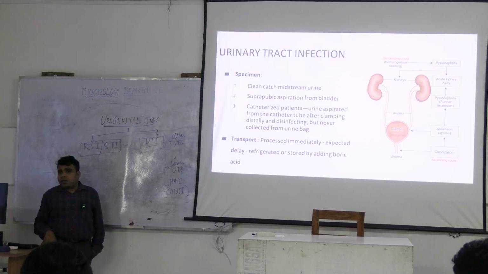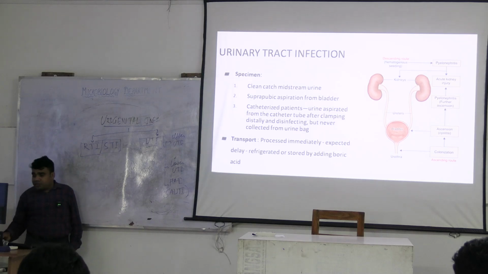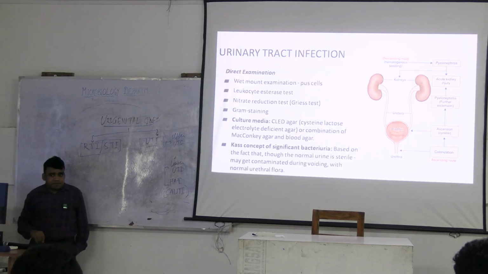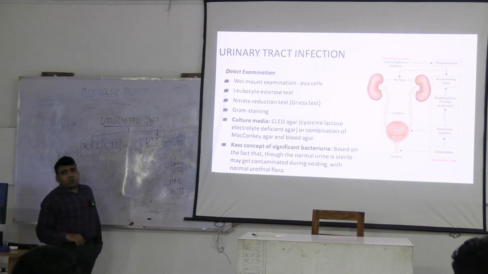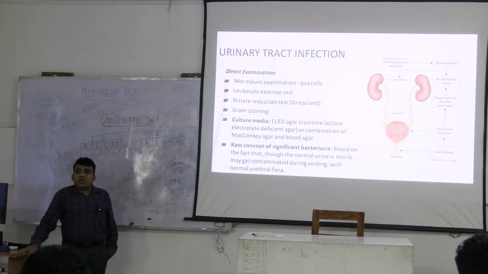The more you delay, the more the number of bacteria in the urine sample will increase, thereby altering the report. Now coming to examination, what do we need to examine the urine? First, we can look at it under the microscope. What will we be looking at? If there is inflammation, there will be signs of inflammation.